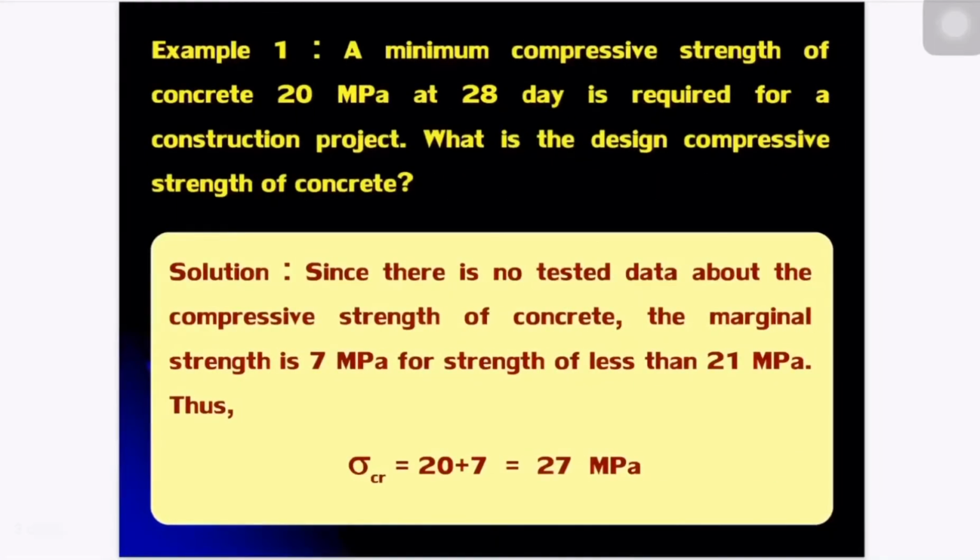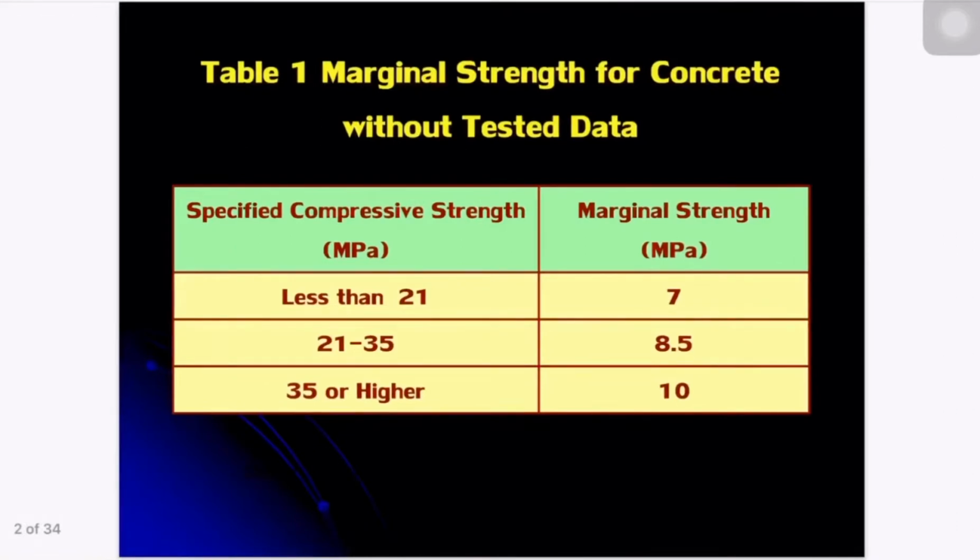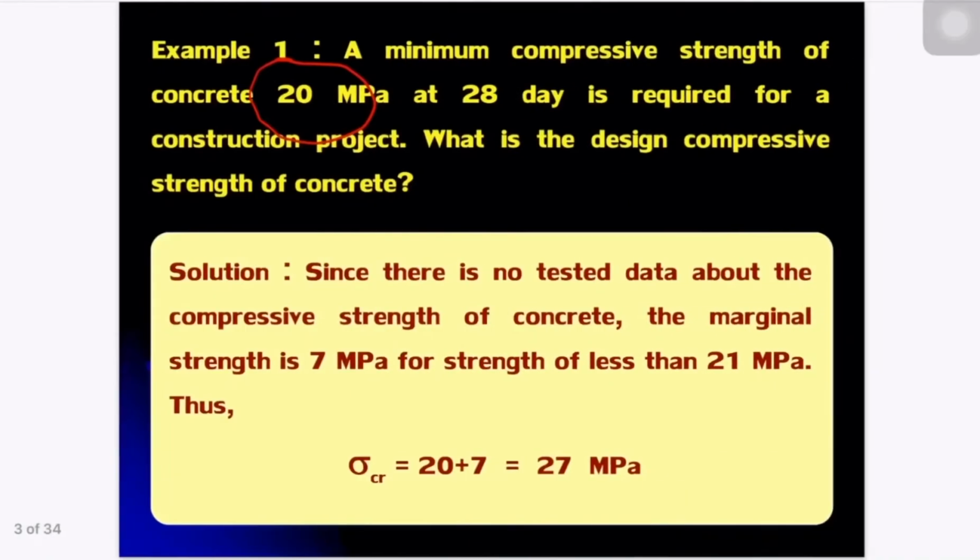For example 1, the required strength at 28 days of this problem is 20 megapascal. And what is the design compressive strength of this concrete? In this problem, the required strength is 20 megapascal. From table 1, 20 megapascal is lower than 21, so the margin strength of this concrete is 7. The design strength of this problem is the required strength of 20 plus the margin strength of 7 megapascal. So the design strength of this concrete at 28 days is 27 megapascal.